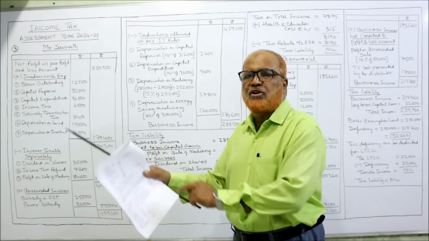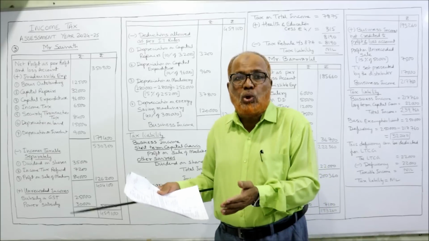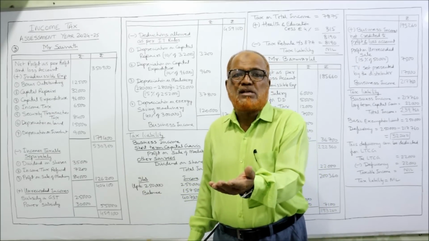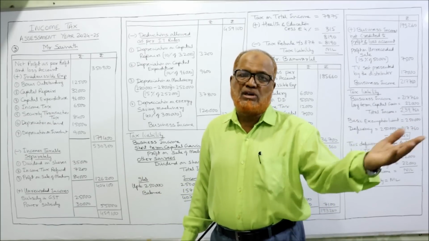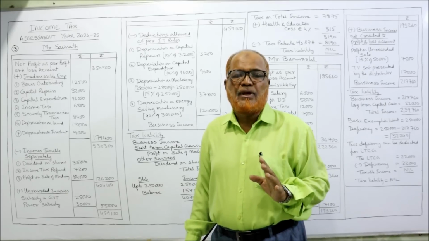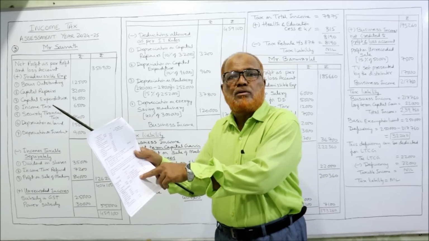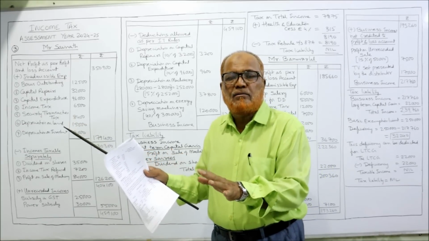Apart from the hire of machinery, one machinery was given on hire because there is a slowdown in the business. The machinery is idle, so this machinery was given on hire. Hire charges received is a business income already credited to profit and loss account. Nothing to be done. Right?